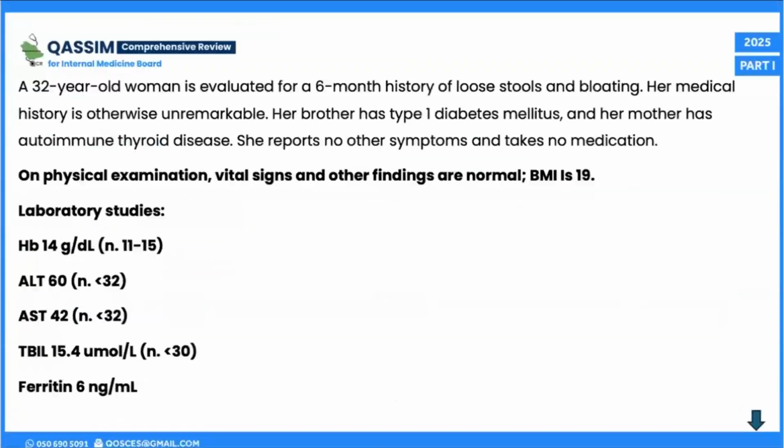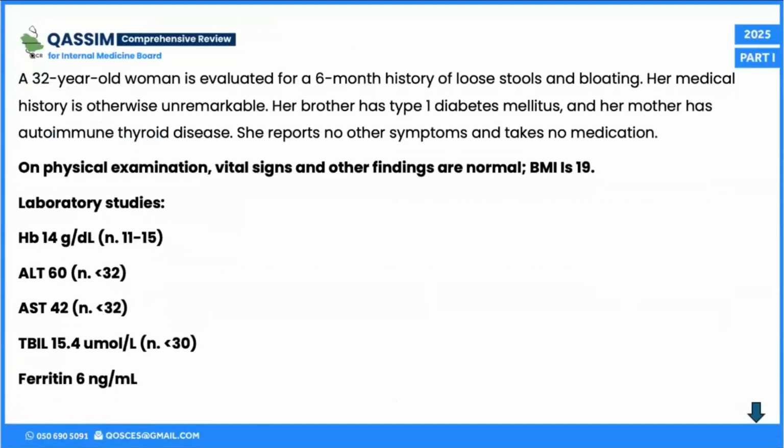Okay, so we'll proceed with the next question. A 32-year-old woman is evaluated for a 6-month history of loose stools and bloating. Her medical history is otherwise unremarkable. Her brother has type 1 diabetes and her mother has autoimmune thyroid disease. She reports no other symptoms and takes no medications.